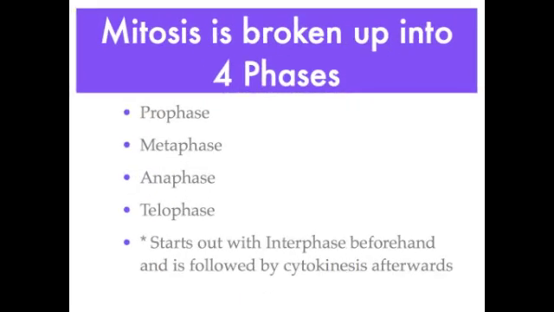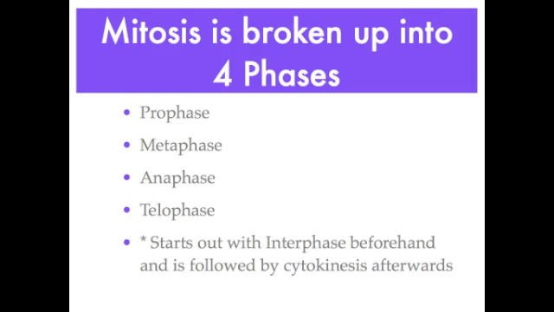There are four main phases of mitosis. The first one is prophase, and then metaphase, then anaphase, and then telophase. All these little phases of mitosis, though, are just a tiny part of the cell's life cycle. Beforehand, we have something called interphase. Interphase is where we're growing and we're just preparing for the division process.